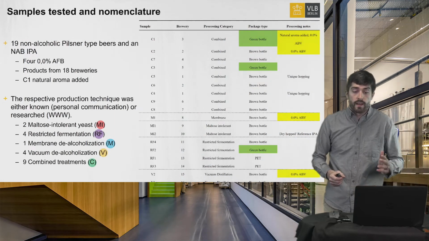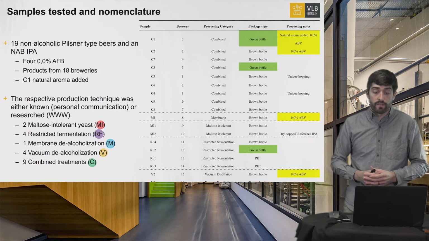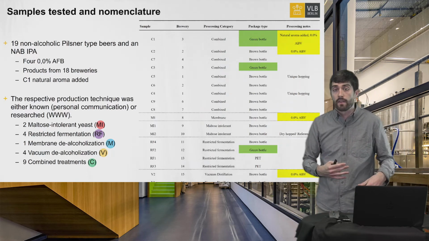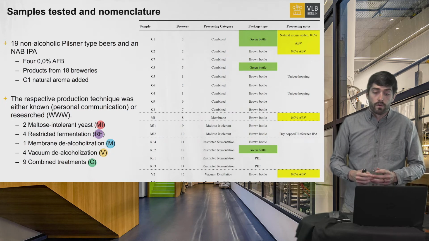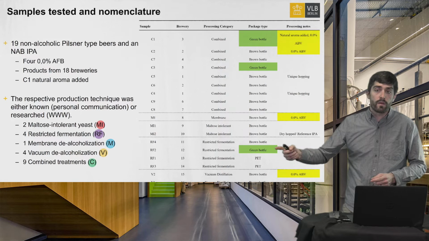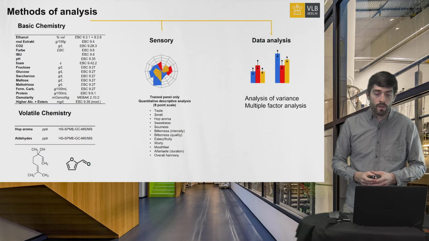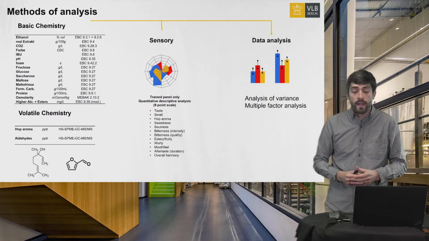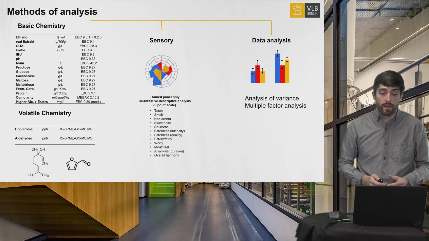In total, 19 Pilsner-type NABs and 1 non-alcoholic IPA from 18 breweries were selected for analysis, and 4 of these were labeled as alcohol-free beers. Overall, we had a pretty good idea of how these beers were made because of either personal communication with the breweries or some online sleuthing. You can see that the NABs comprise a range of different production techniques. Similar to the past studies, we deconstructed the chemical and sensorial profiles of the NABs and then compared those using multivariate statistics. Today I'm just going to focus on the multiple factor analysis.